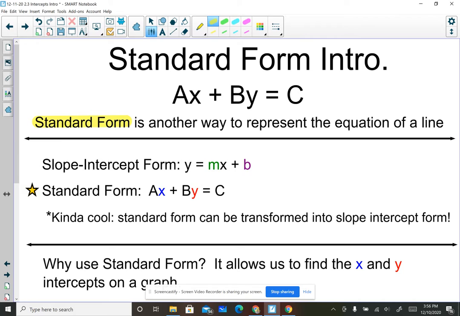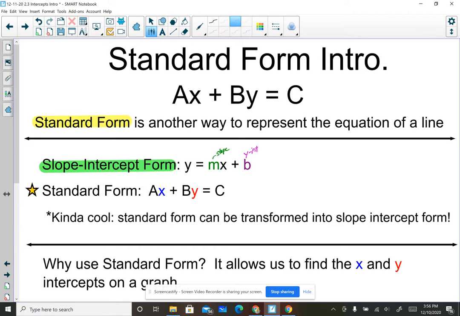We've already studied slope-intercept form in this section so far. And we know that in slope-intercept form, we talk about the slope, which is the m, and the b, which is the y-intercept. We graph our lines that way by plotting the y-intercept and then using our slope, our rise and our run, to draw the line. In standard form, it's kind of similar.